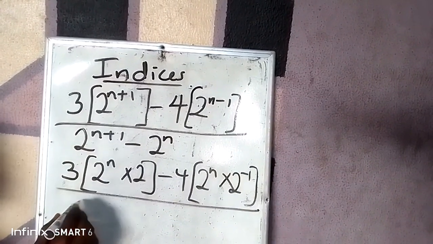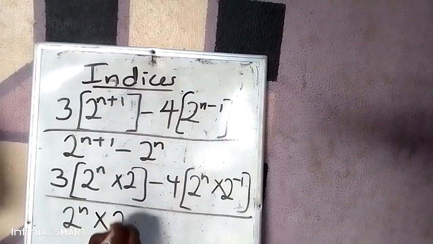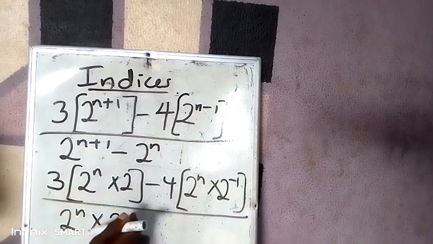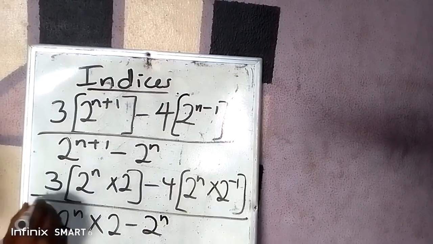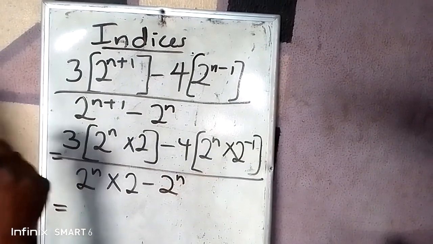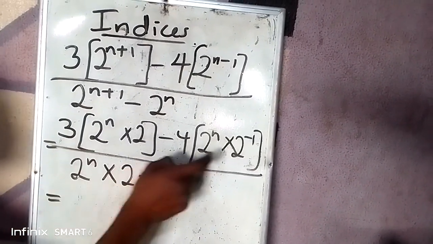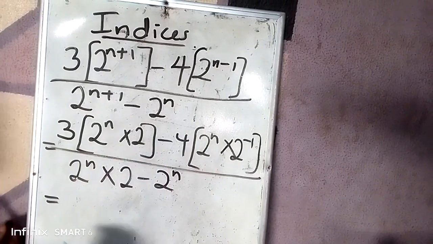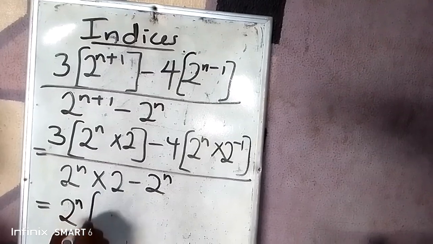All over 2 raised to power n times 2, since 2 raised to power 1 is 2, minus 2 raised to power n. Now, if you look at the numerator, we will discover that something is the same in the 2 brackets: 2 raised to power n, 2 raised to power n. I'll factorize it. I'll just bring it out. That is 2 raised to power n open bracket.